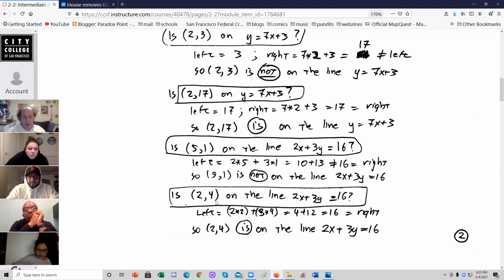Whereas, is 2 by 4 on that line? Well, substitute 2 for x, 4 for y: 2 times 2 plus 3 times 4, 4 plus 12 equals 16. Yes, that equals the right side. So 2 by 4 is on the line with this equation.